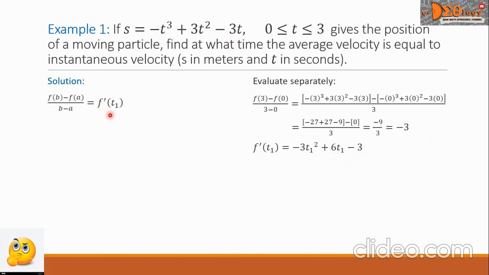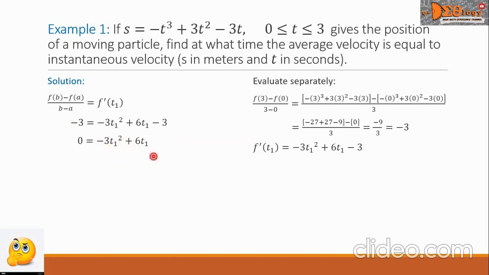Let us now substitute the values of the left side and the right side respectively in this formula. So we have this negative 3 is equal to negative 3t sub 1 squared plus 6t sub 1 minus 3. Let us now solve for t sub 1. We can see here that the negative 3 is common in each side of the equation, so we can cancel those negative 3's. So we have now 0 is equal to negative 3t sub 1 squared plus 6t sub 1.